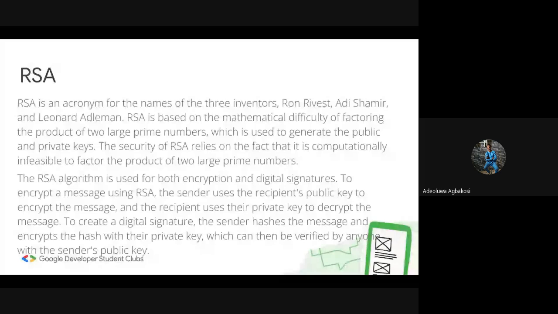Remember I said RSA is used for both encryption and digital signatures. To encrypt a message using RSA, the sender uses the recipient's public key to encrypt the message, and then the recipient uses their private key to decrypt it. To create a digital signature, on the other hand, the sender hashes the message and encrypts the hash with their private key, which can then be verified by anyone with the sender's public key. So anybody with my public key can confirm that this document is really from me. Okay, now let's move on.